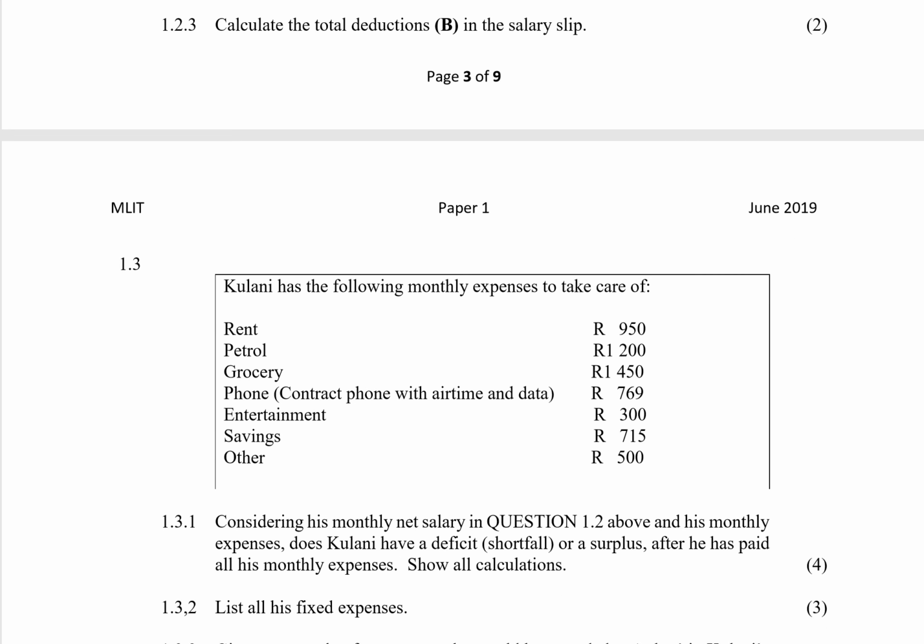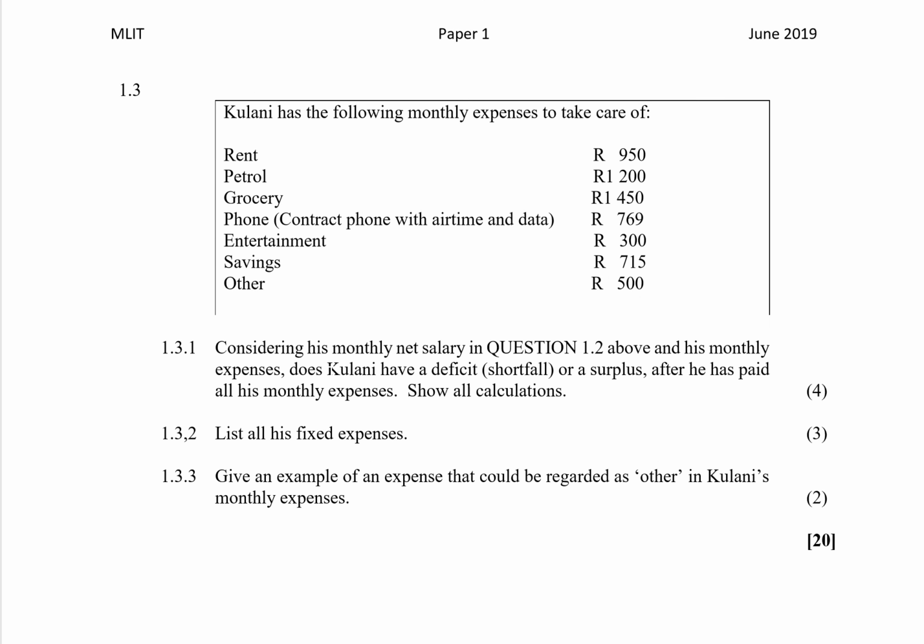Right, moving on to question 1.3. Here we have information for the expenses that Kulani has on a monthly basis, and that includes rent, petrol, groceries, phone, entertainment, savings, other. They mention here that the phone expenses is a contract phone, so normally that would be a fixed expense from month to month. Right, 1.3.1. Consider the monthly net salary in question 1.2 that we just calculated. So we'll use this in conjunction with question 1.2.